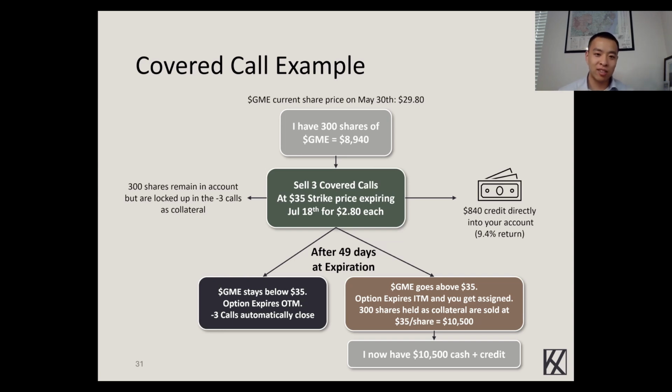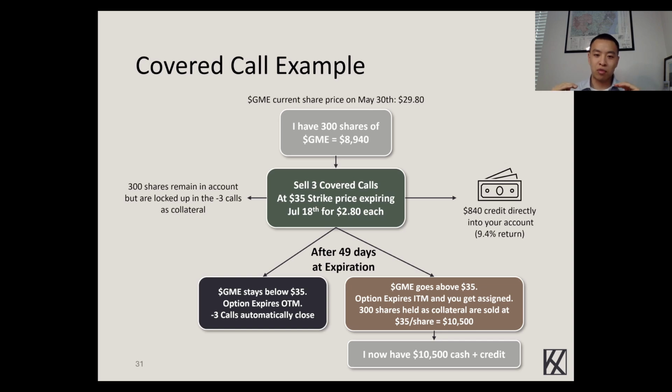So the current price of GameStop as of May 30th, of course, again, is $29.80. Let's say I have 300 shares of GameStop to start with. At this share price, that's equivalent to $8,940. So with those 300 shares, I'm able to sell 3 covered calls. With covered calls, you're usually going to sell a covered call with a strike price above the current share price, just so that if the current price doesn't move, those calls will just expire worthless and you just get to keep the premium. So we'll go through that.